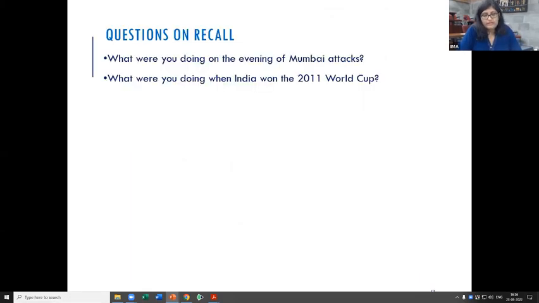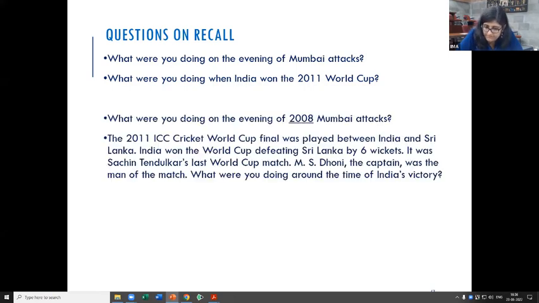Now, what were you doing on the evening of Mumbai attacks? What were you doing when India won the 2011 World Cup? It's hard for you to go back and remember what exactly you were doing, right? Not a specific question. You haven't told me which Mumbai attack. Mumbai has been attacked several times.